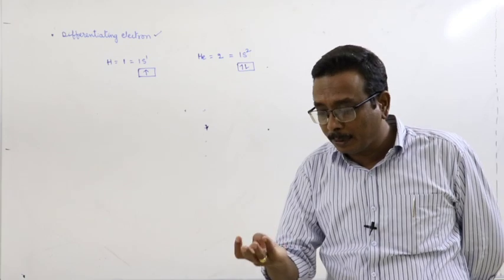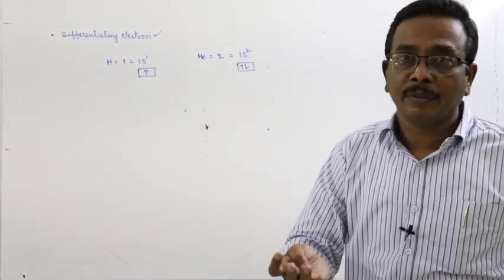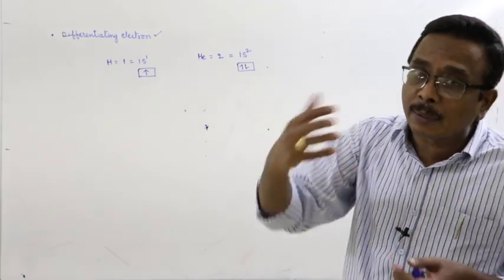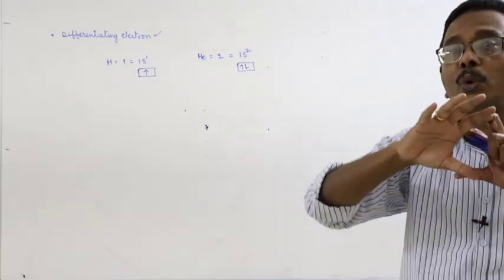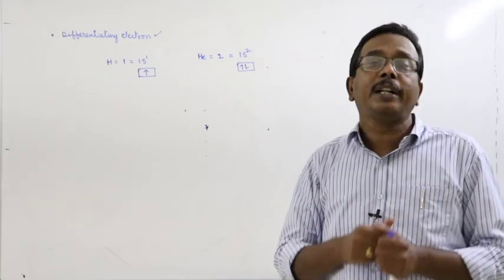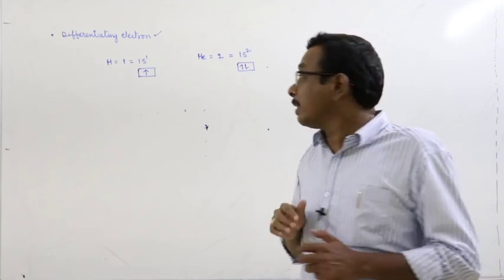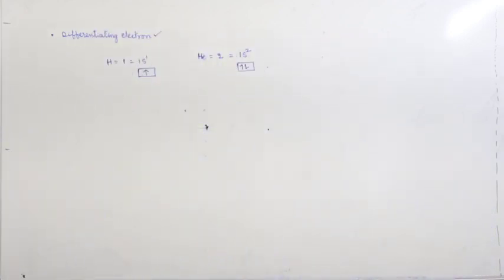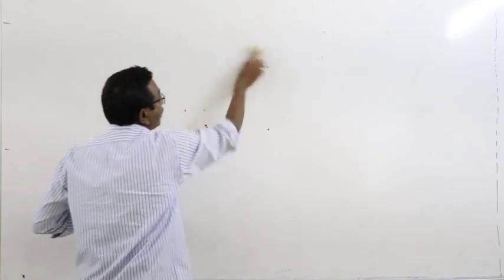Subshell means that may be s, that may be p, that may be d, that may be f. Based on the type of subshell into which the differentiating electron enters, the total elements present in the modern periodic table are divided into 4 blocks. That is nothing but the classification of elements into blocks.